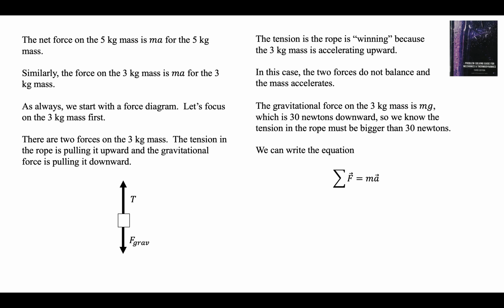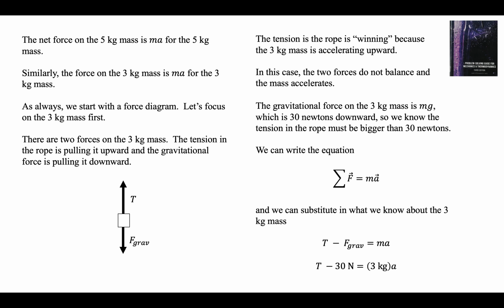We can write the equation, F equals ma. The sum of the forces is T minus F gravity. That's ma, and we know what the mass is. It's 3 kilograms. This is only on the 3 kilogram mass. There's nothing to do with the 5 kilogram mass. We have two unknowns, the tension in the rope and the acceleration. We need another equation, and we get that by isolating the 5 kilogram mass.